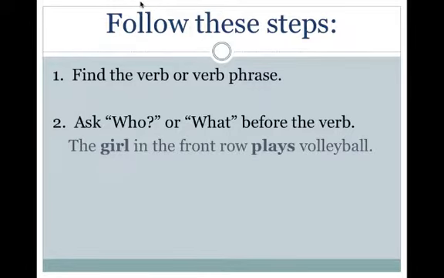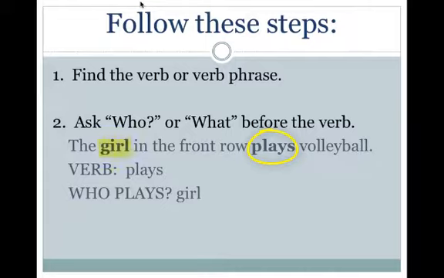So in the sentence, the girl in the front row plays volleyball, there's an action word in there, plays. So we know that's the verb. If you ask who or what, you can find out that girl is the subject. The girl plays volleyball.